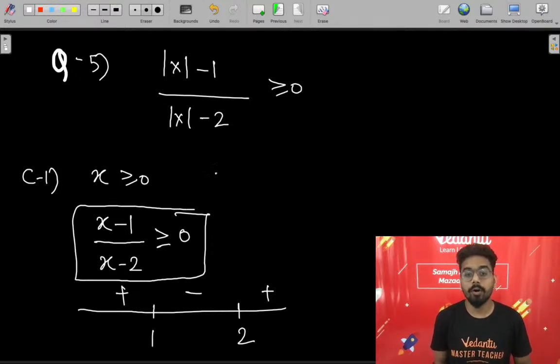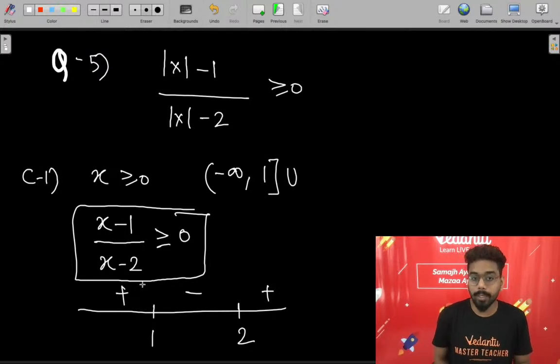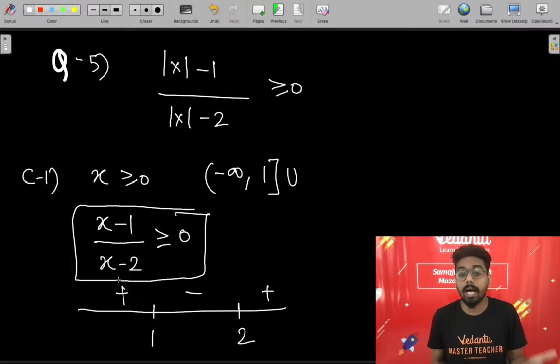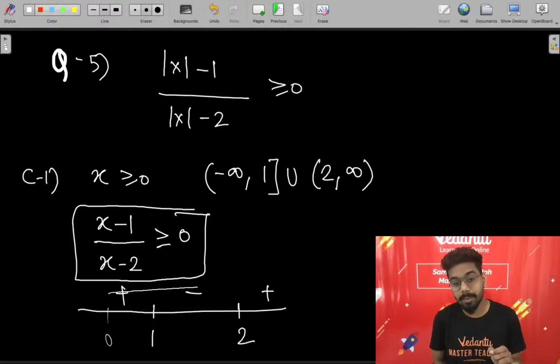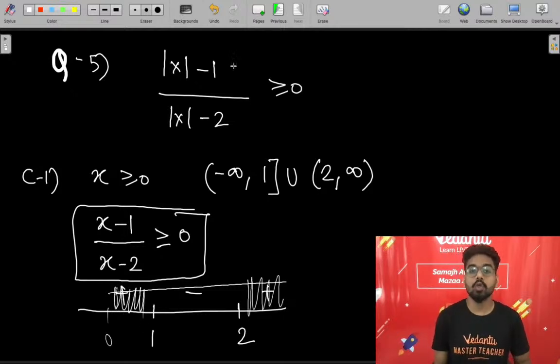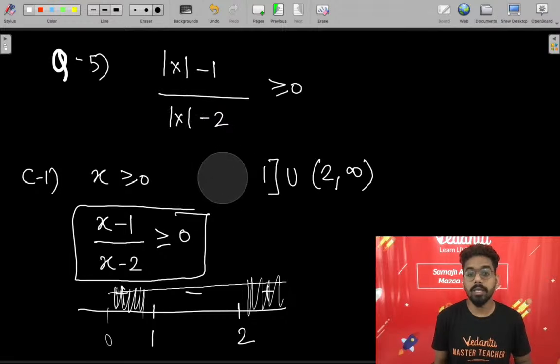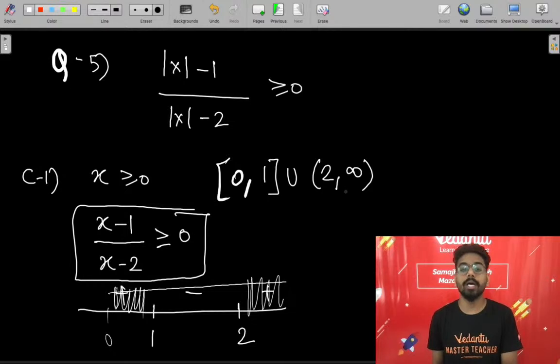Now for this we will make a wavy curve, and we are saying that this will be greater than 0 for minus infinity to 1. 1 is included because there is equality. Union 2 cannot be included because 2 is in the denominator. अगर हम x equal to 2 put करेंगे, it will be not defined. लेकिन x has to be greater than 0. ये 0 से बड़ा होना चाहिए। So we will say that over here your answer will be 0 to 1 union 2 to infinity. ये आपके पहले केस का solution.